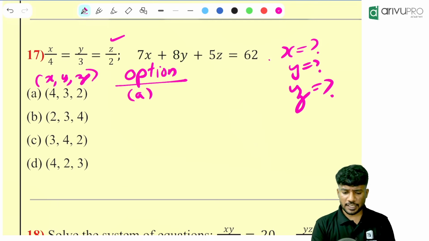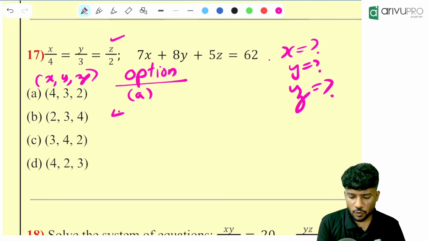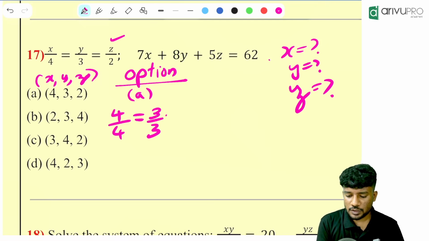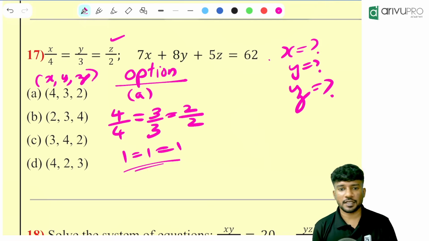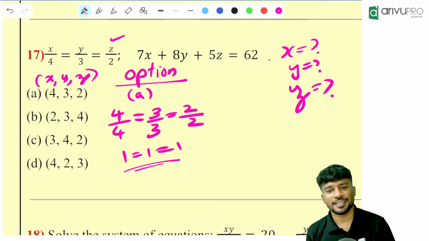Okay. Now put x is equal to 4 in first option. 4 by 4 is equal to 3 by 3 is equal to 2 by 2, which is equal to how much now? 1 is equal to 1 is equal to 1. That means LHS, middle HS, every HS is equal.